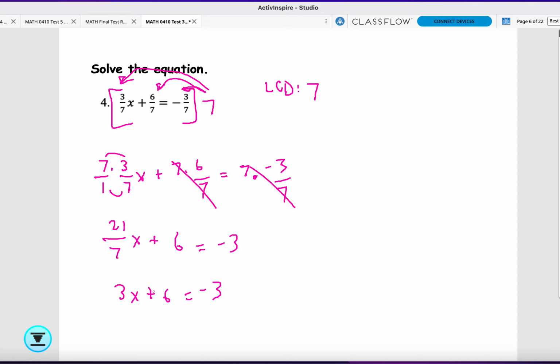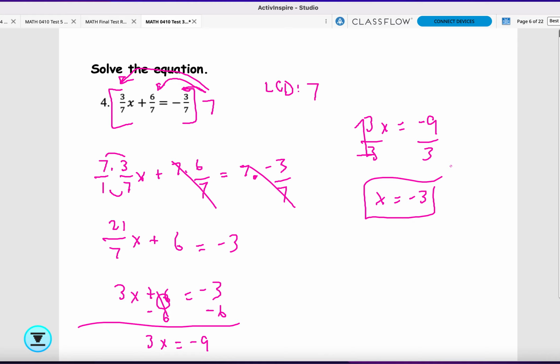All right, let's go ahead and get x by itself. So I'm going to subtract 6 on both sides. So then we get 3x equals negative 9. So go ahead and divide both sides by 3. So then we get x equals negative 3, and we are done. Notice how it was much easier to solve once we got rid of the fractions. That's what this concept's about. The LCD is pretty much doing that component.